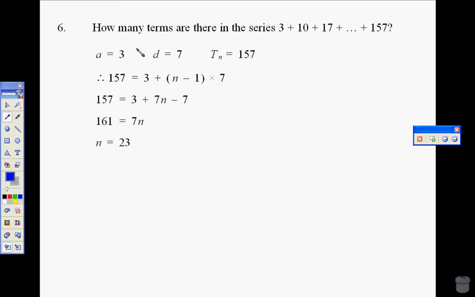Looking at how many terms there are in this series, again we want to find what n is. We identified that Tn is 157, A is 3, it goes up by 7, so our common difference is 7. It's just another way of writing that previous question. So we express our equation this way. Get down to a value for n of 23 by solving the algebraic equation there. N is equal to 23. Again, it can't be a fraction. That one looks pretty good.